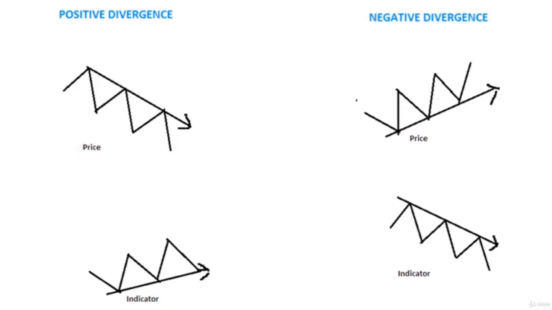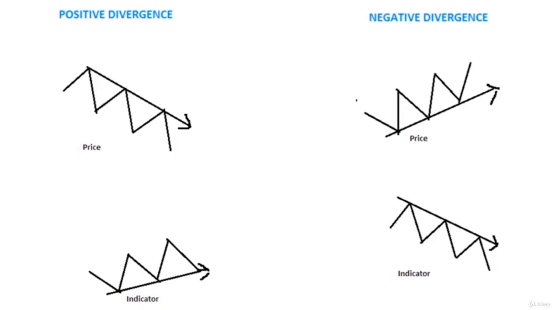We can find divergence between price and indicators such as RSI, MACD, and stochastic. We get the signal of trend reversal. Divergence can be positive or negative. A positive divergence is also known as bullish divergence and a negative divergence is also known as bearish divergence.